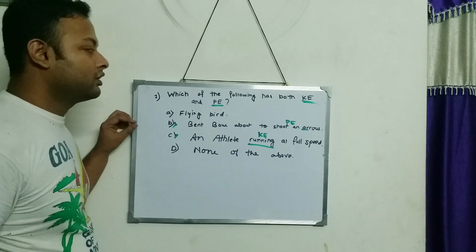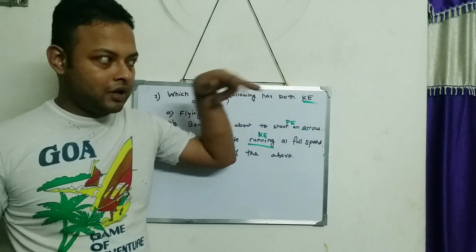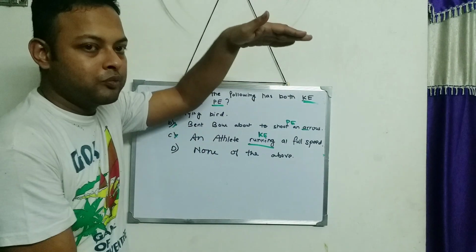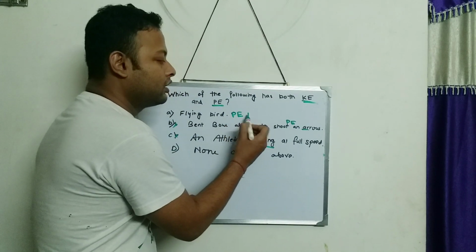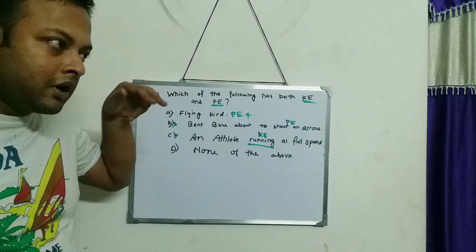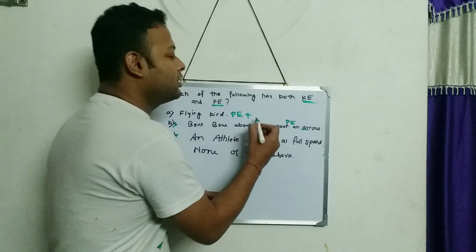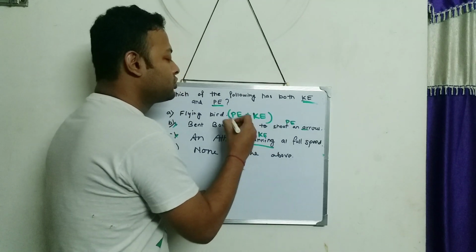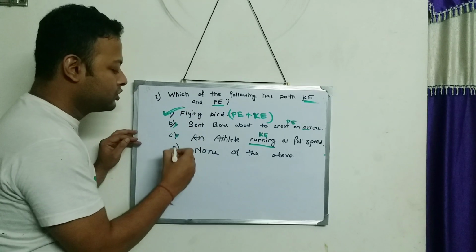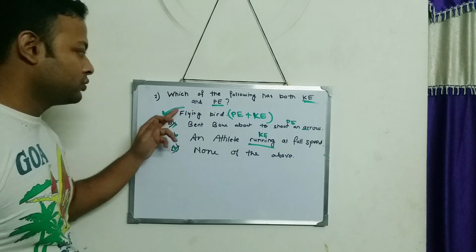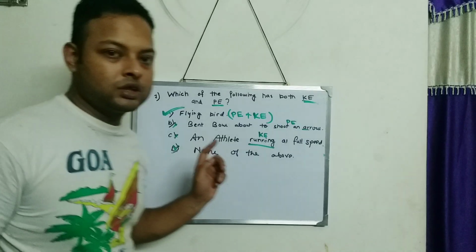But a flying bird has both kinetic and potential energies. When a bird is flying, it is at a certain height, so it has potential energy. Also, the bird is moving ahead, going forward, so it will have kinetic energy. A flying bird will have potential and kinetic energy, so this is my correct option. Option D, none of these, is also not correct, because we got the answer. I hope you understood this question.